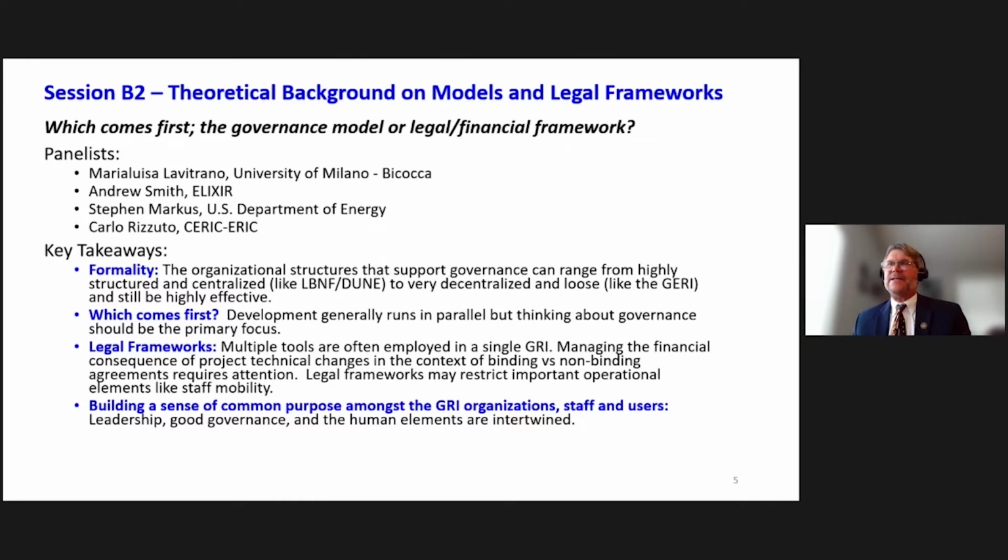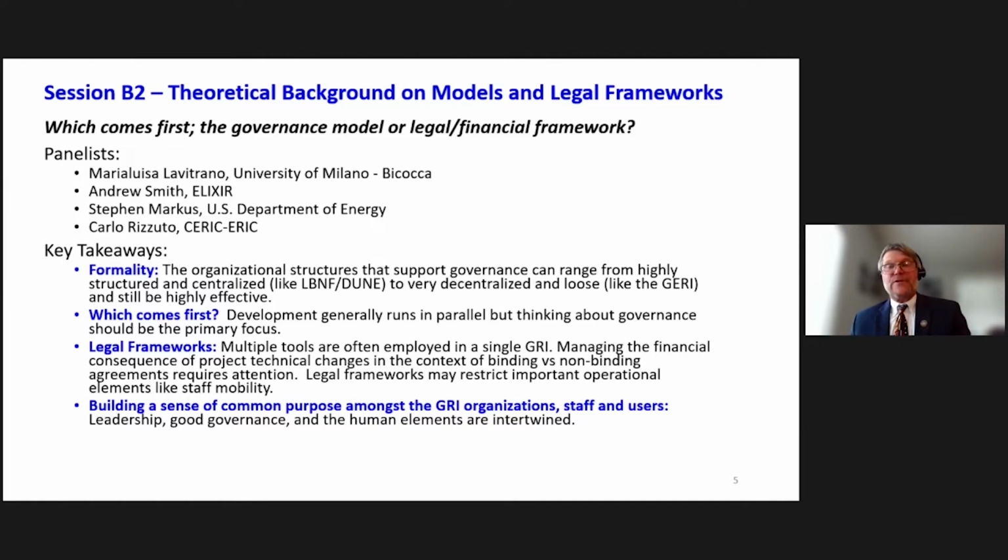And so the key takeaways are around the necessary level of formality, that they range greatly from very formal, highly structured and centralized like LBNF/DUNE to very decentralized and loose like ICRI or even the LIGO collaboration, but they can still be highly effective. And as far as answering that question on which comes first, generally speaking, everyone agreed that they more or less run in parallel. But if you had to start with one, you should really think about governance as the primary focus.